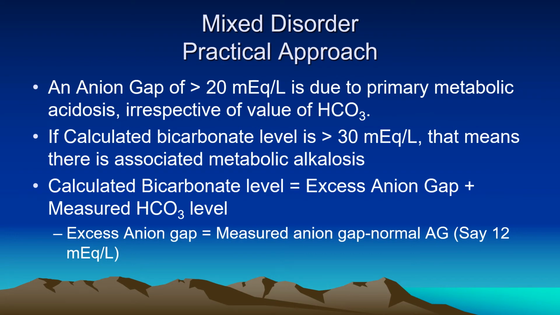How do we calculate the bicarbonate level? Excess anion gap plus measured bicarbonate level will be called as calculated bicarbonate level. And the excess anion gap is measured anion gap minus normal anion gap, that is 12 milliequivalents per liter. So this is how we can calculate the bicarbonate level, and that will give an idea about the mixed disorder.